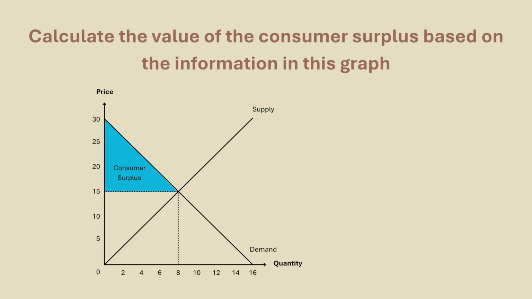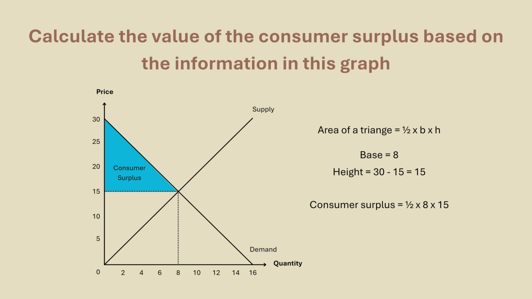Calculate the value of the consumer surplus based on the information in this graph. Again, we use the formula area of a triangle equals half times base times height. In this case, the base is 8 and the height is the difference between 15 and 30, so 30 minus 15 is 15. So half times 8 times 15 equals $60. So the consumer surplus is $60.